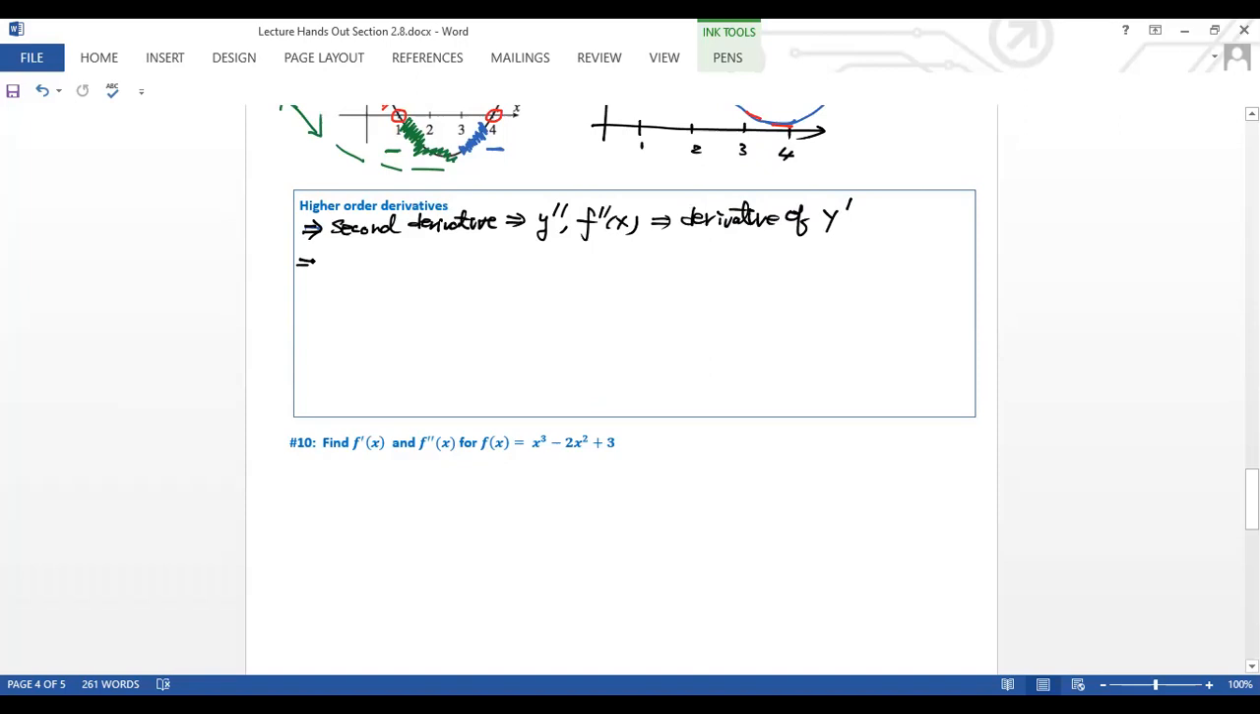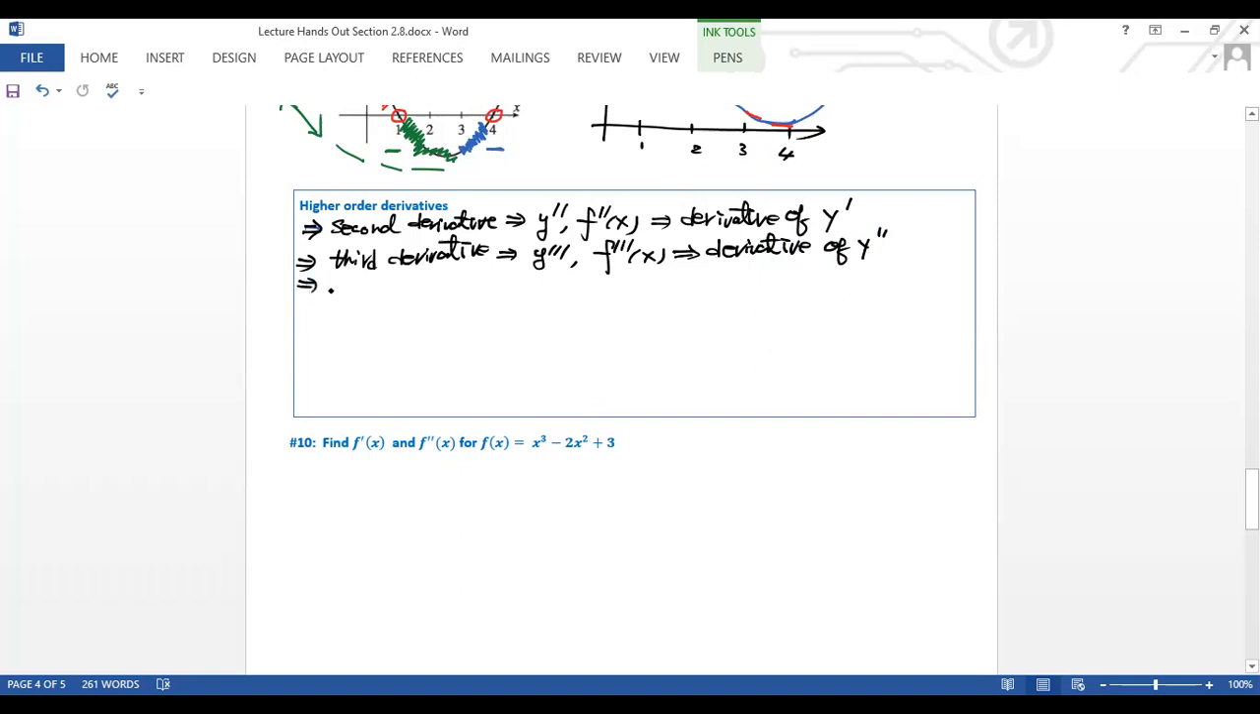Now let's take a look at the third derivative. For the third derivative, you can use the notation y triple prime, or f triple prime of x. So what is the third derivative? The third derivative is really the derivative of the second derivative.